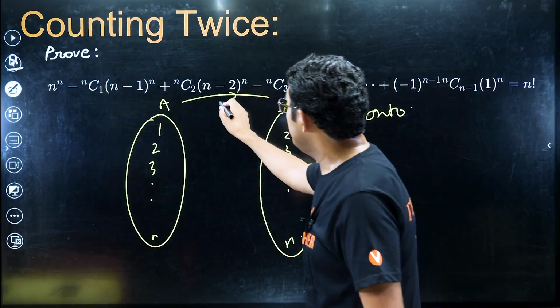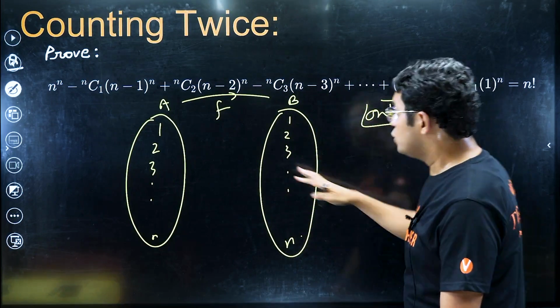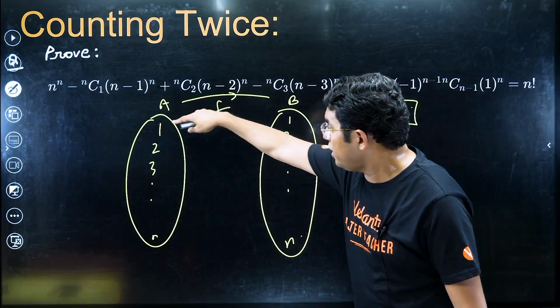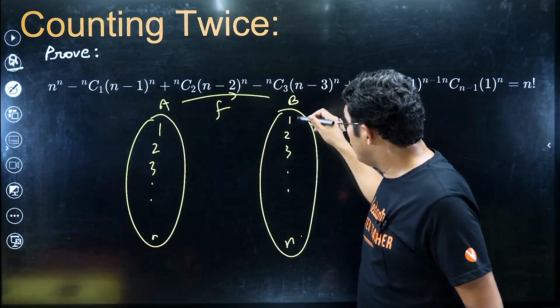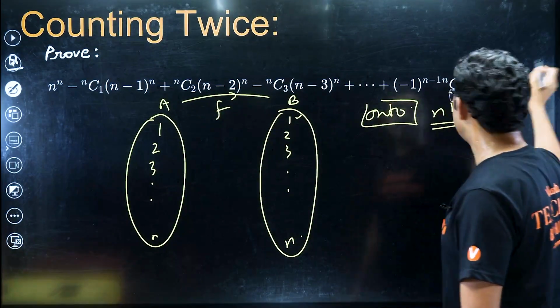So I want A to B functions which are onto. Obviously, it will be 1-1 also. So directly it has to be that all these elements have only one pre-image. So it will be done in n factorial ways, which is my right hand side.